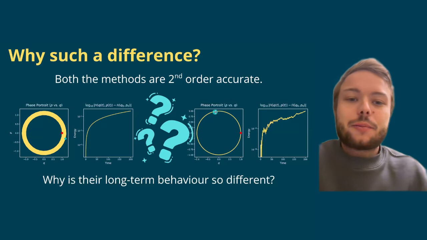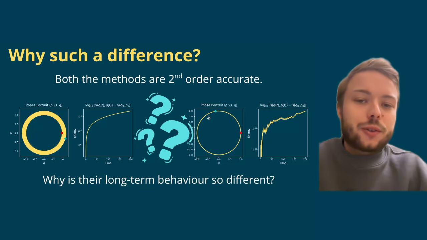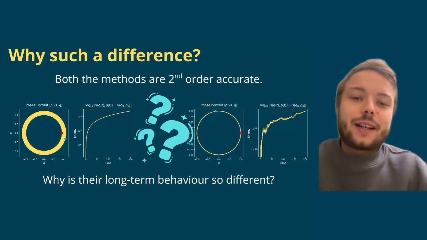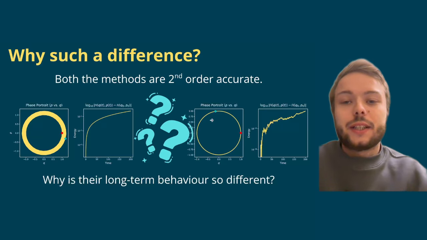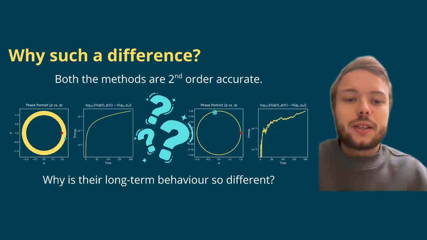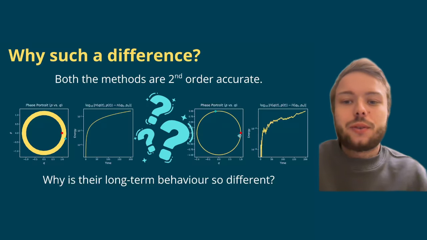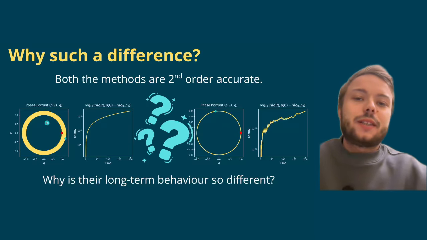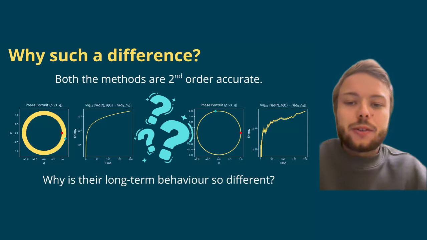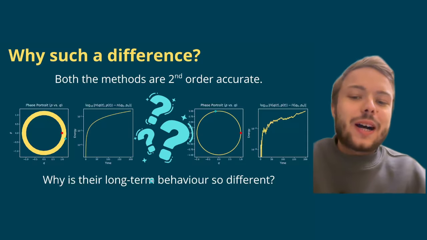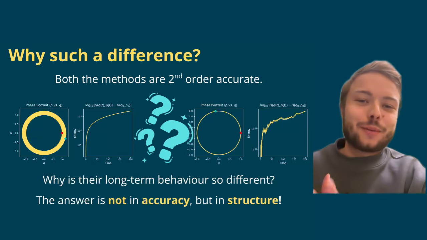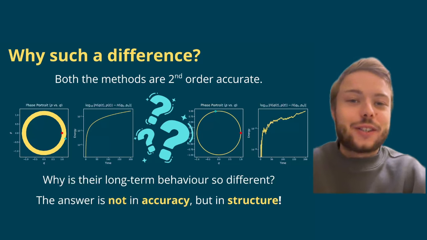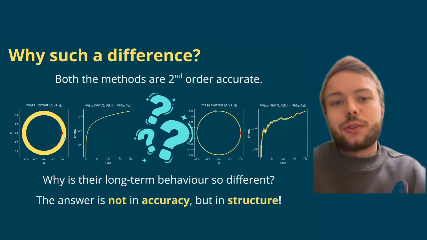This method here, while accumulating errors for sure, still guarantees that the position remains on the correct level set of the invariant energy, in particular on this circle defined by the initial condition. On the other hand, what happens here is that this guarantee is lost, because this method is not structure preserving. Why is their long-time energy behavior quite different? Well, the answer is that we don't have to look for an answer in terms of differences in accuracy of these methods, but in the structure that these methods have.